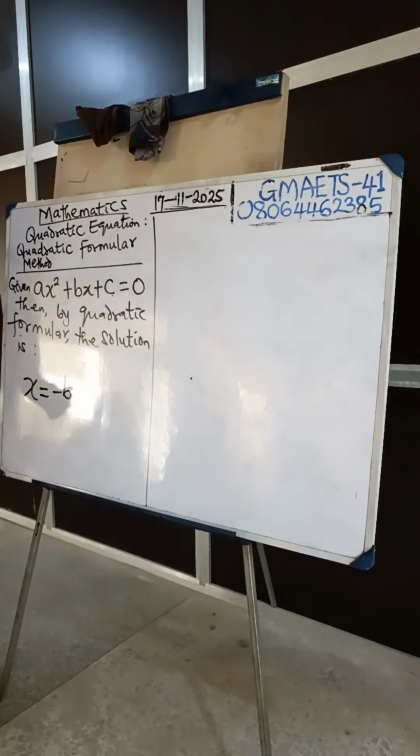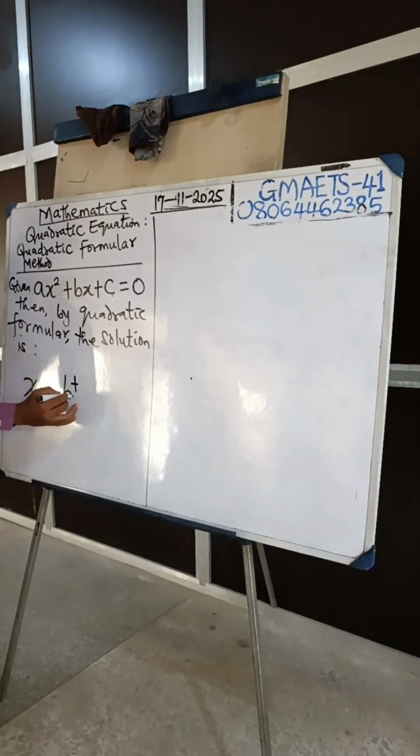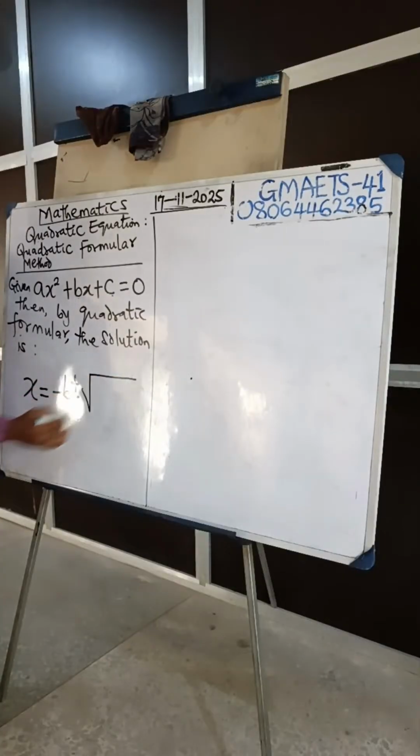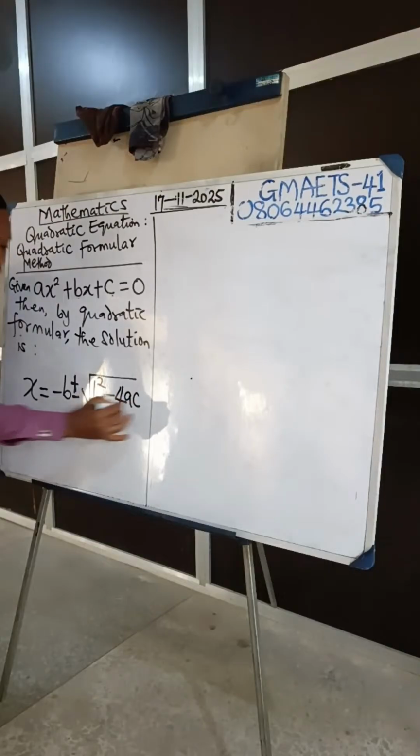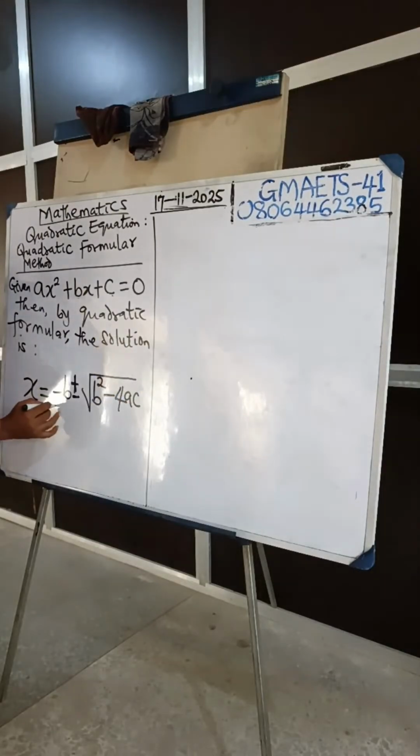Minus b, plus or minus the square root of b squared minus 4ac, all over 2a.